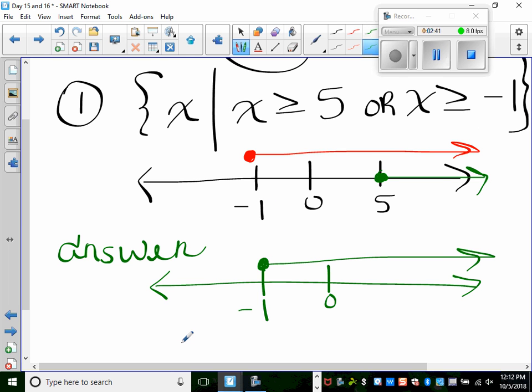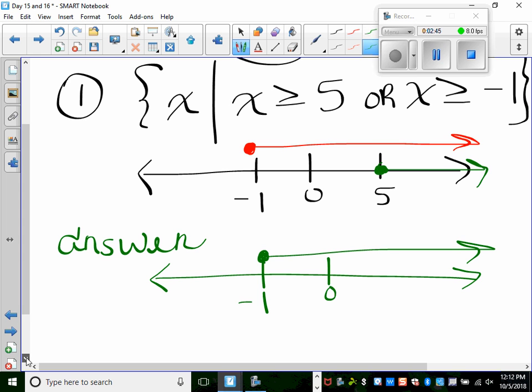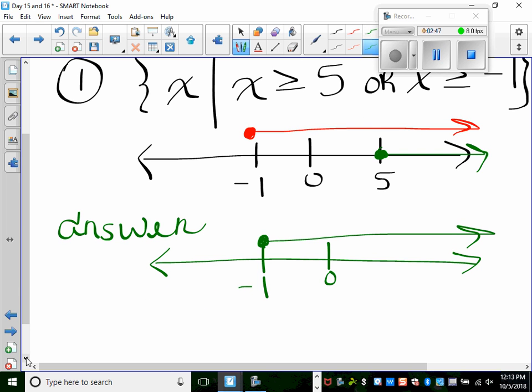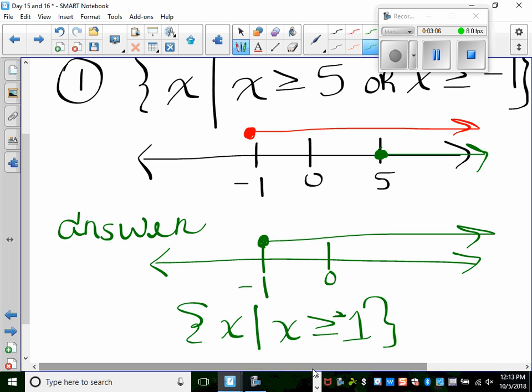Now, that said, that means you need to write your set builder differently. You're not going to have an "or" in between. It's just going to be x such that x is greater than or equal to -1. Okay, because that is what your graph is stating. So your graph is stating that we're starting at -1 to infinity, so that's greater than or equal to -1.